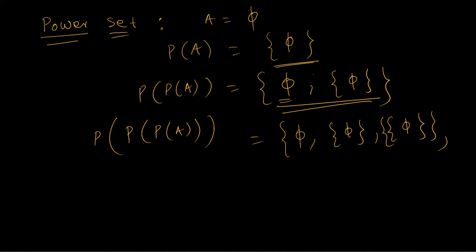Observe it properly. This was an element of the set P of A, so I put another pair of curly braces to make that element a set. Now the set itself. So these are the elements of P of A. I think power set is clear for you guys.